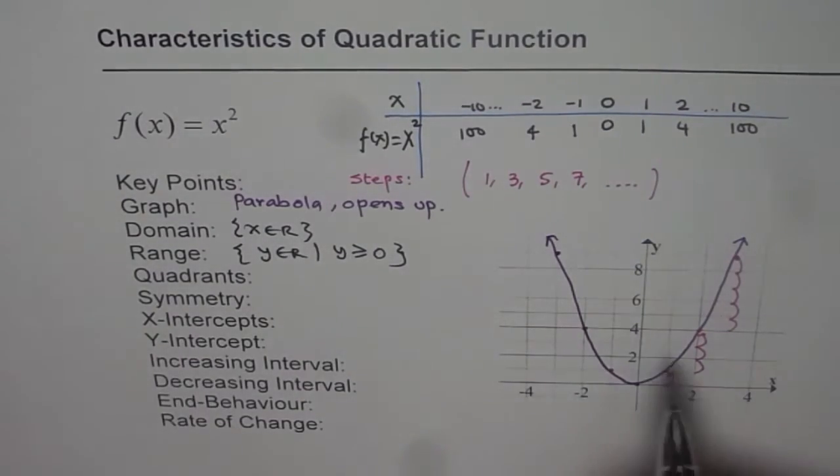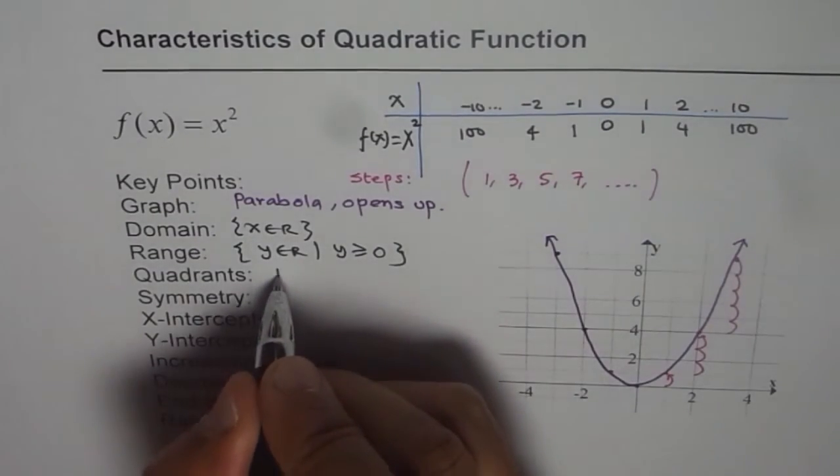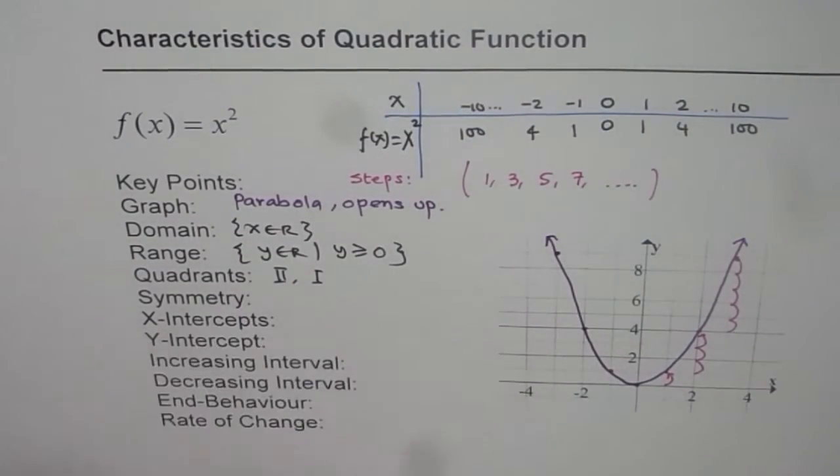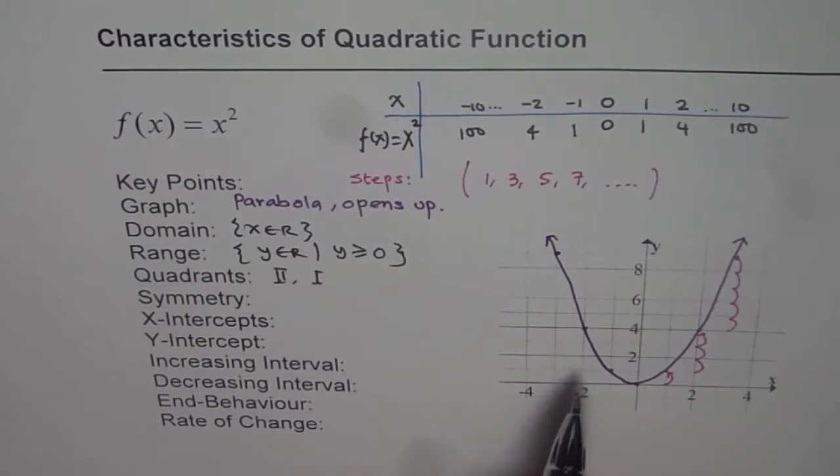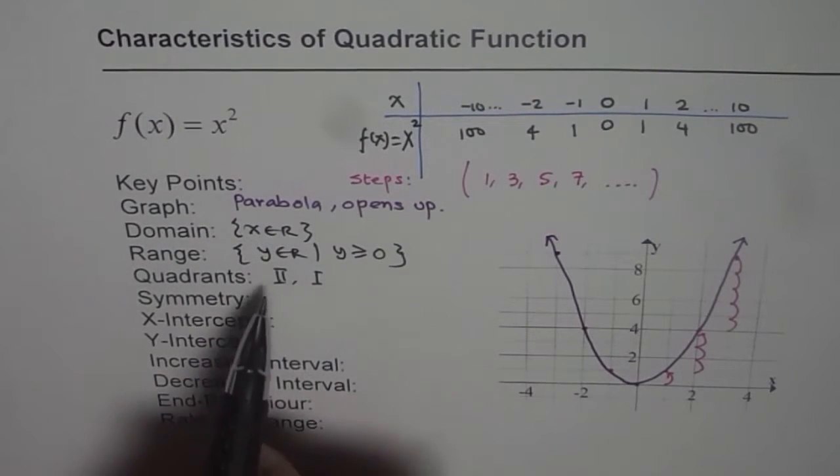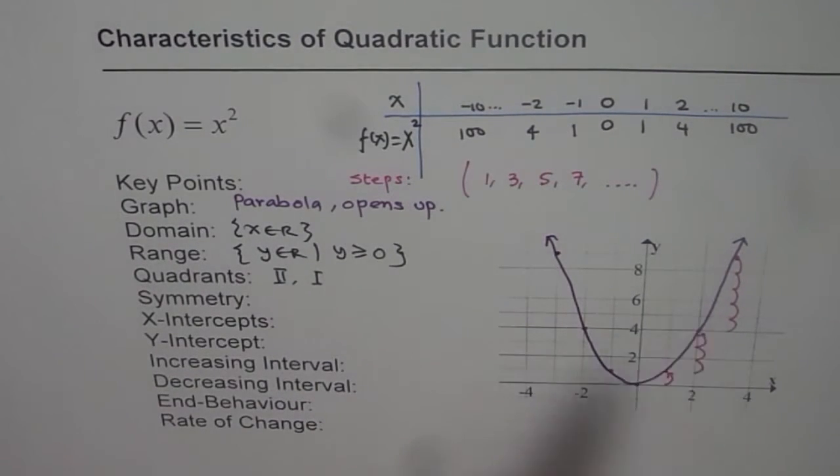How about quadrants? As you can see, it is in quadrant 2 and in quadrant 1. Right? So we always see the graph from left to right, and therefore I've written 2 first. So it moves from 2 to 1.